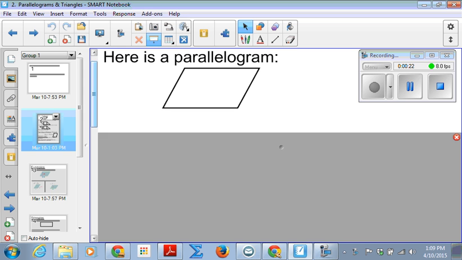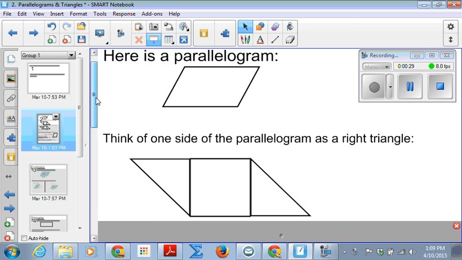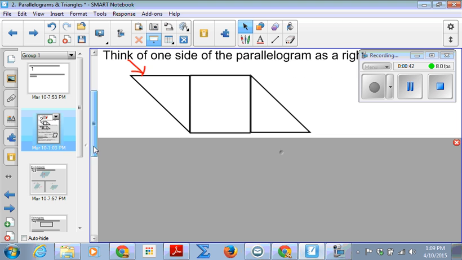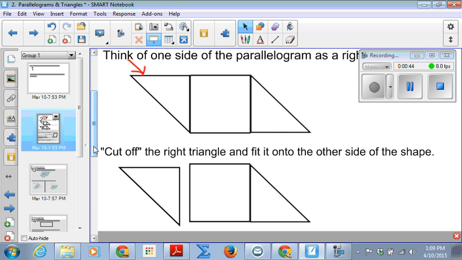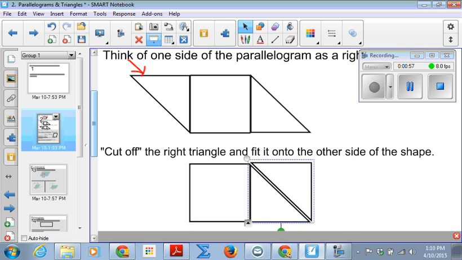So a parallelogram. Well, I want you to think of one side of a parallelogram as a right triangle. So we've broken this thing up. I'm going to draw that. But then if you see, down below, it's been broken apart right here. So what we're going to do, we're going to cut off the right triangle from one side and fit it onto the other side of the shape. Now I have the cool tool, I can do that. You guys have to visualize it or redraw it. I'm just moving it and setting it up right there.